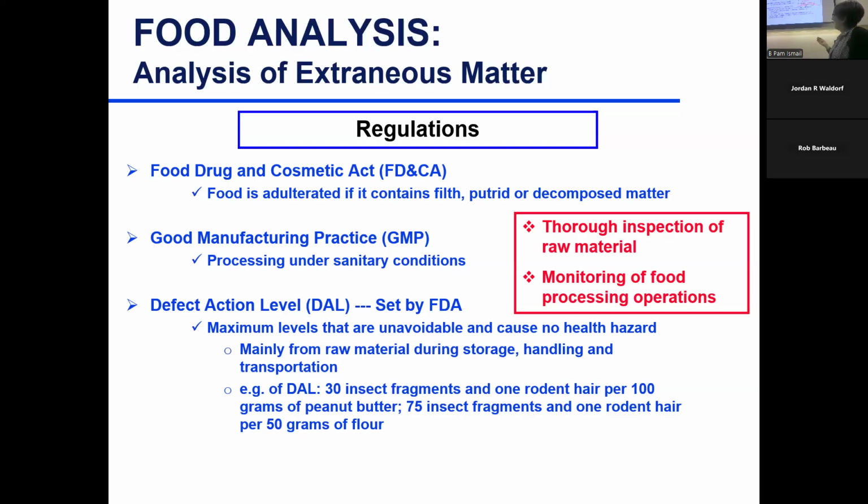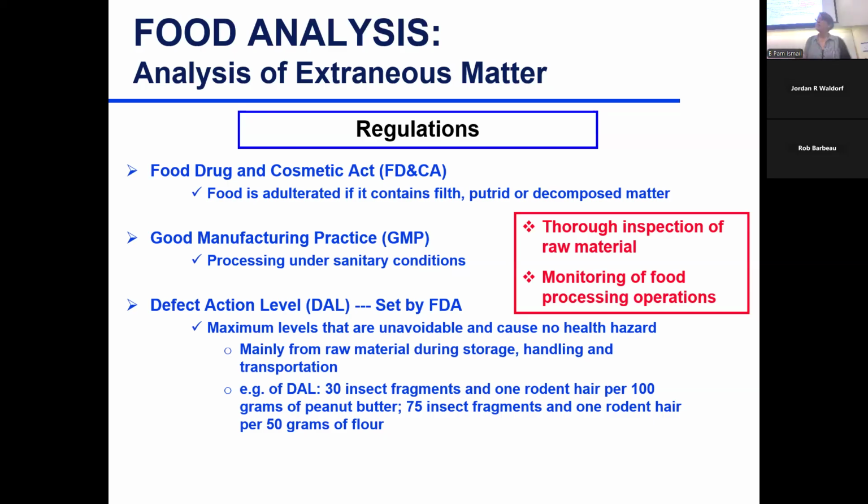So, to give you an example and put in perspective the filth that we consume: look at this. The defect action level for 100 grams of peanut butter is 30 insect fragments and 1 rodent hair. So anything that is less than 30 insect fragments in 100 grams of peanut butter, you can consume it. And you are consuming it.